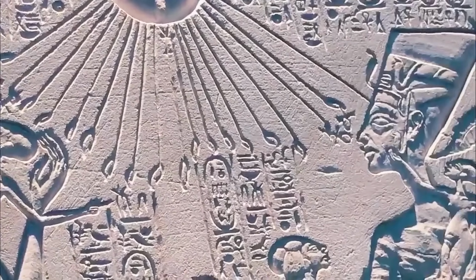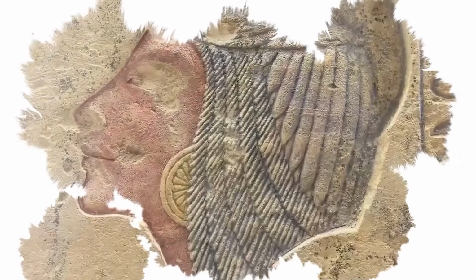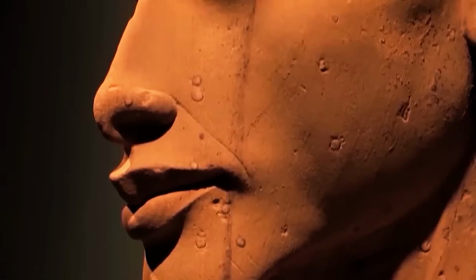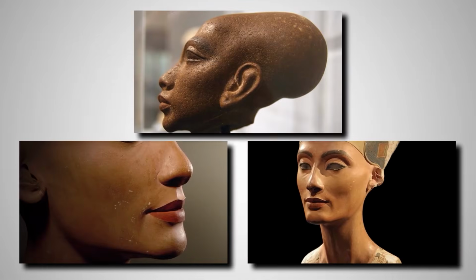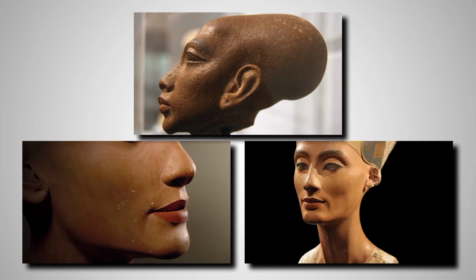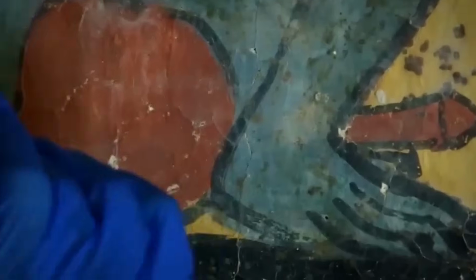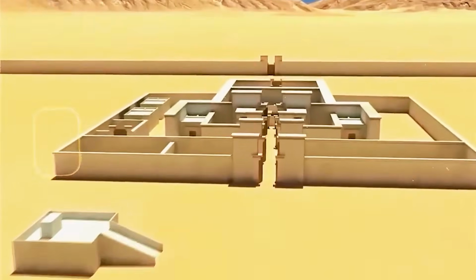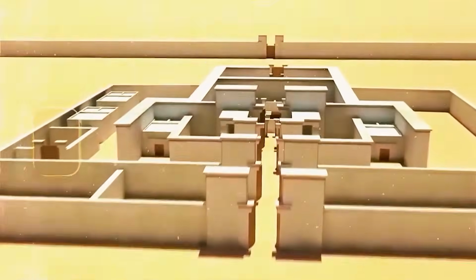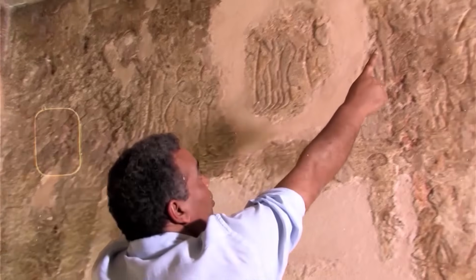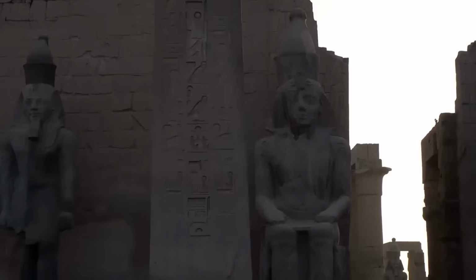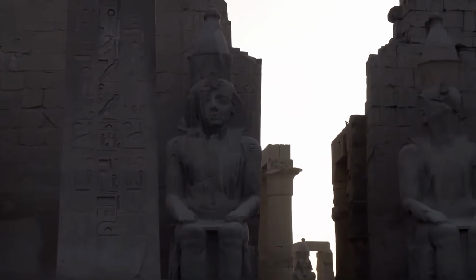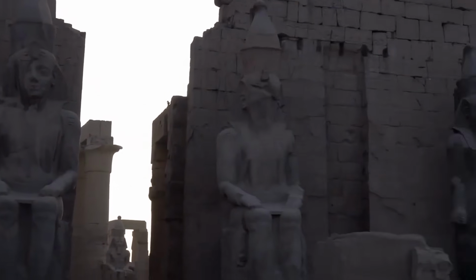Orders were issued to chisel that name from monuments and replace it with Akhenaten, meaning effective for the Aten. Then he made an even more astonishing decision. He abandoned Thebes, Egypt's ancient religious capital, leaving behind its magnificent temples and centuries of royal history. Instead, he ordered an entirely new city to be built in an empty stretch of desert that had never before held a major settlement. The city was named Akhetaten, the horizon of the Aten, today known as Amarna.